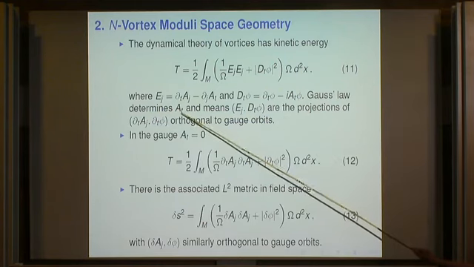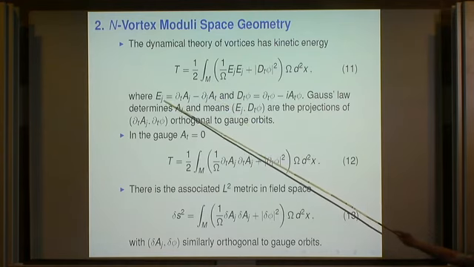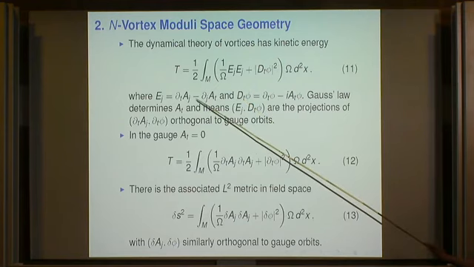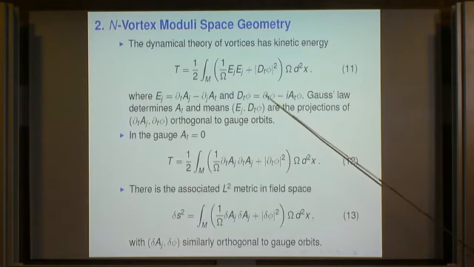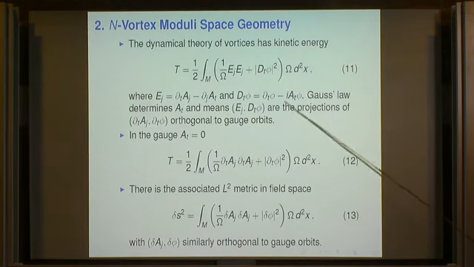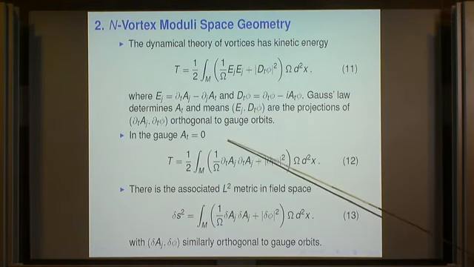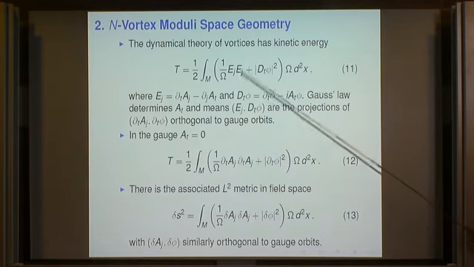Gauss's law determines A t physically, and means that A t is not just arbitrary, but it means that E and d t phi are the projections of these first terms orthogonal to gauge orbits. So this term subtracts off an infinitesimal gauge transformation, and so does this. So that's the effect of Gauss's law and what E and d t phi mean. So this kinetic energy gives a measure of how much energy there is in true motion of the gauge field and scalar field, not just gauge transformations, but orthogonal to gauge transformations.